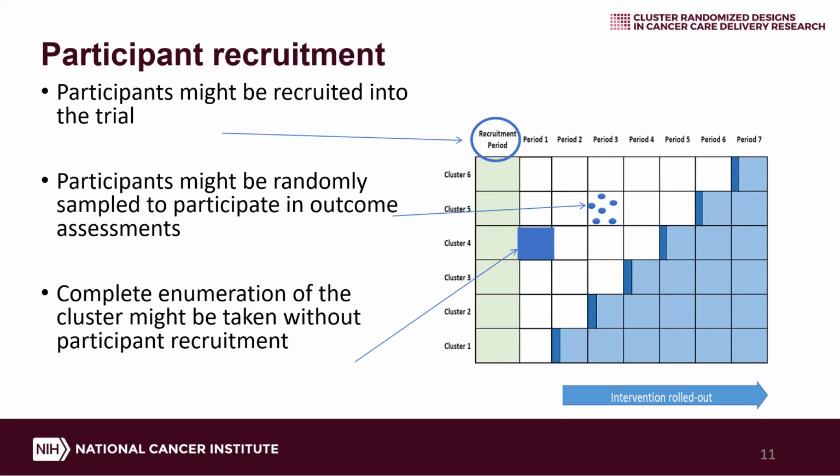And likewise, stepped wedge designs can adopt different approaches as to how they recruit their participants. So participants might be recruited into the trial at the very beginning before randomization of clusters to sequences, or participants might be randomly sampled to participate in outcome assessments, or a complete enumeration of the entire cluster might be taken without any participant recruitment. So we observed these similar types of mechanisms in a conventional cluster trial with a baseline period, and a cluster randomized crossover design. And the same processes happen and occur in stepped wedge trials too.